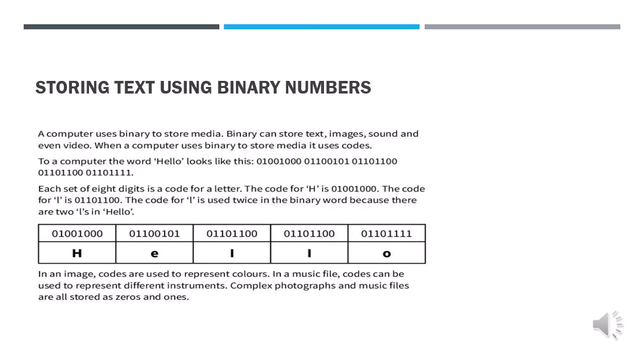Storing a text using binary numbers. A computer uses binary to store media. Binary can store text, images, sound, and even videos. When a computer uses binary to store media, it uses codes.